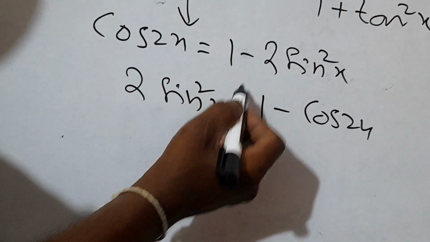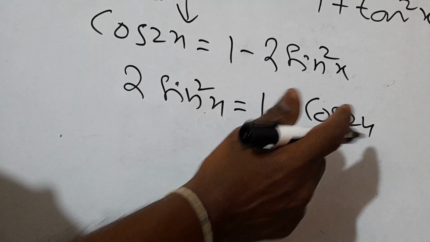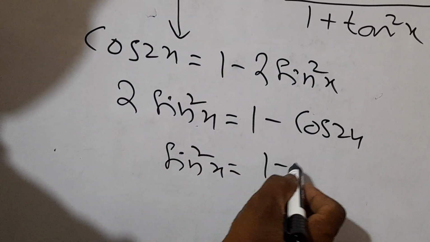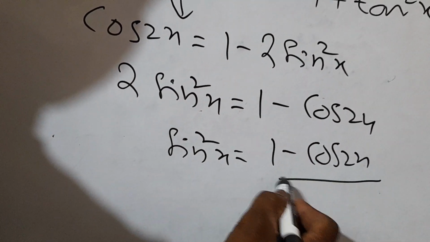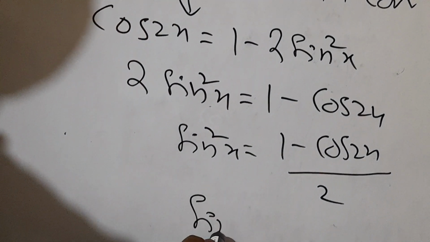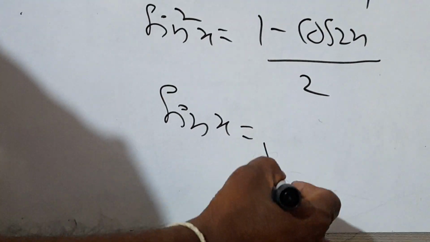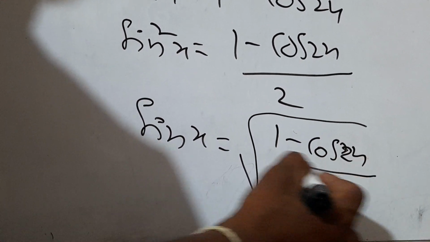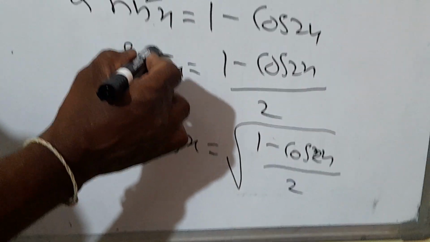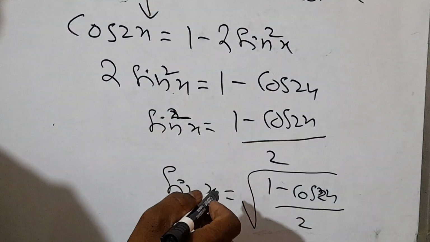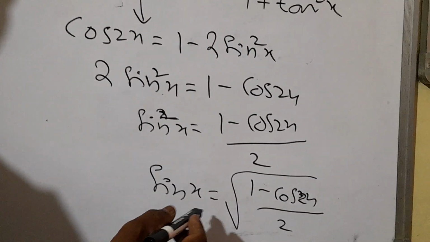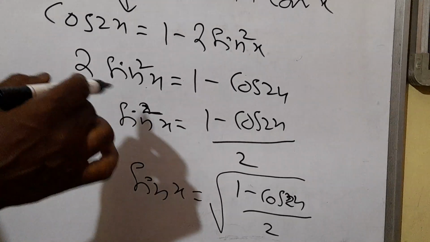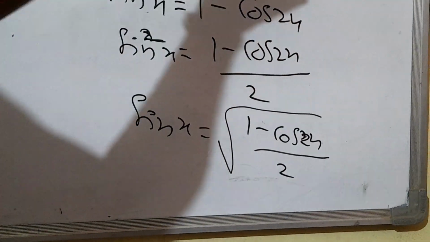You know this is minus, this side becomes plus, and cos 2x if you shift that side becomes minus. Now sin square x is equal to 1 minus cos 2x by 2, which can also be written as sin x is equal to under root 1 minus cos 2x by 2. Whenever on the left side you have a square, by taking the square root on both sides, sin x is equal to under root 1 minus cos 2x by 2. So this is the sub formula for this.